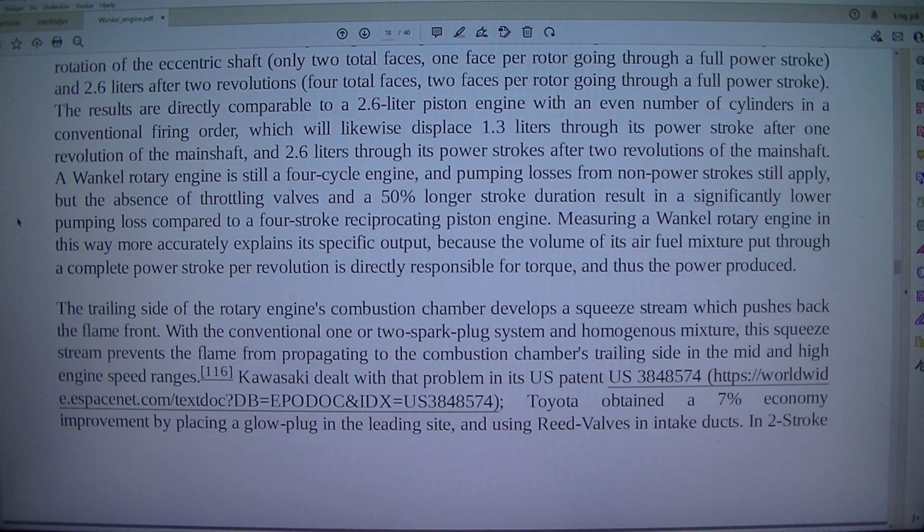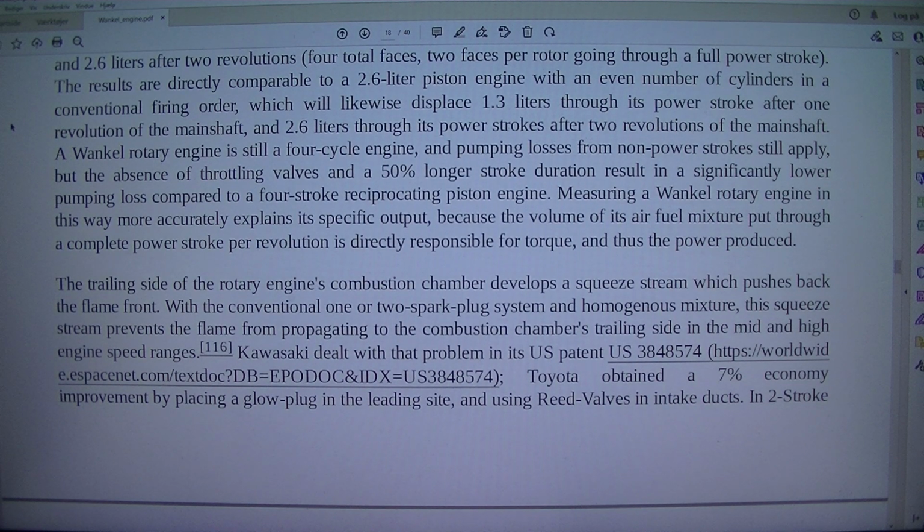The results are directly comparable to a 2.6-liter piston engine with an even number of cylinders in a conventional firing order, which will likewise displace 1.3 liters through its power stroke after one revolution of the main shaft, and 2.6 liters through its power strokes after 2 revolutions of the main shaft.